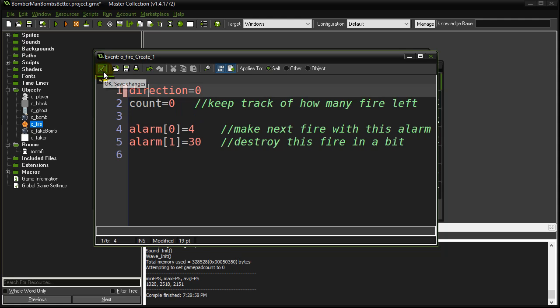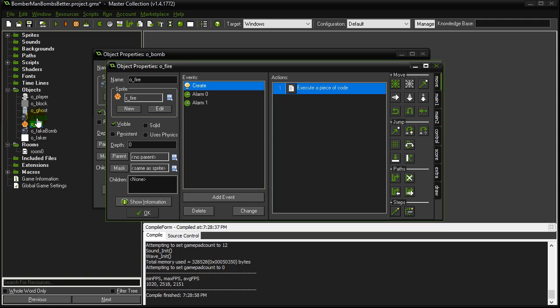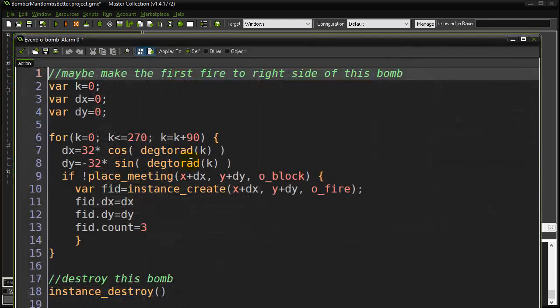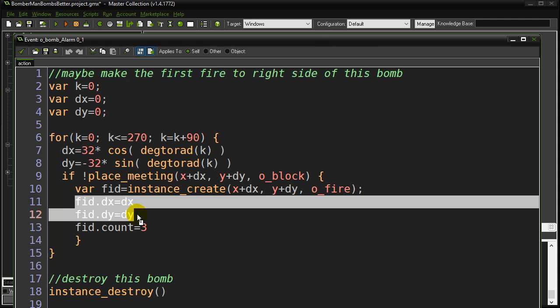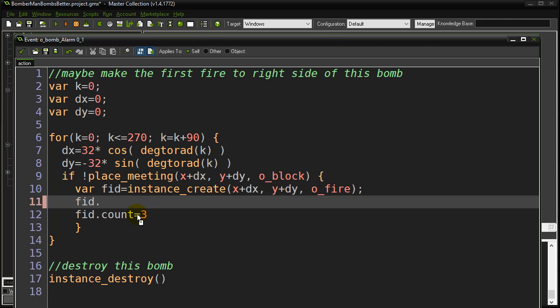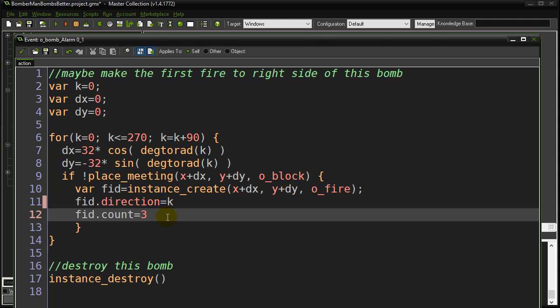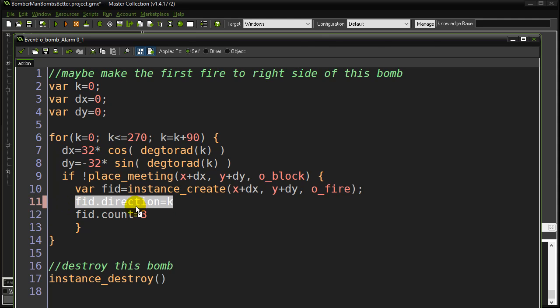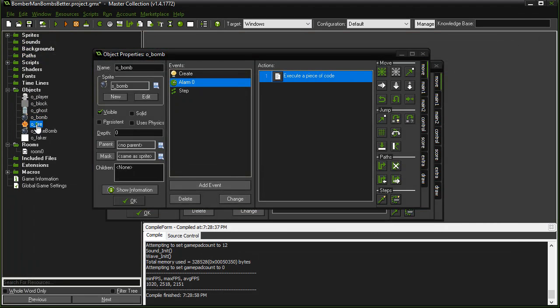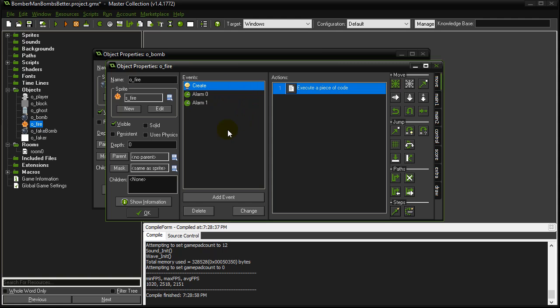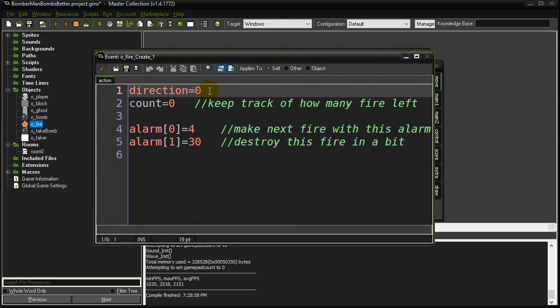Direction. Now when my piece is made by the bomb, I don't need to set the dx and the dy. I just have to say, hey, bomb I just made, set your direction equal to the angle. Well, the angle is k. It's 0, 90, 180, or 270. So, hey, direction, set yourself equal to k. Perfect. Now, what's the fire piece going to do with that direction? Well, let's go take a peek. Take the fire piece. And in create, yeah, direction is there.